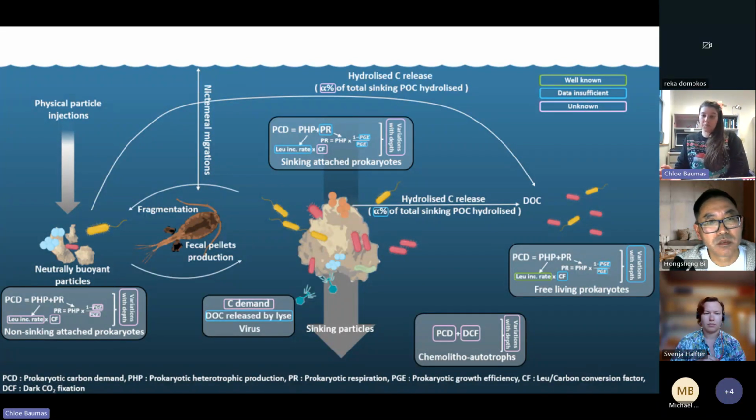And last thing, I can say in parallel, we don't know much about virus role and chemolithotrophs who could add another carbon source into the budget. So as you can see here, there is a lot of uncertainties and stuff to explore there. And so that's why we are here, I guess.